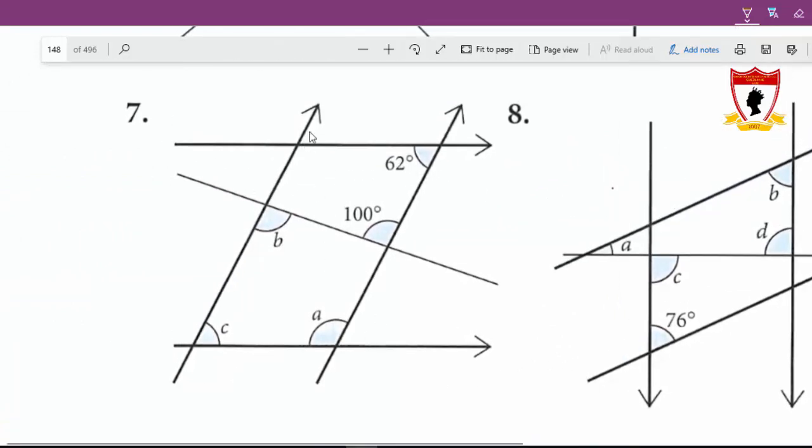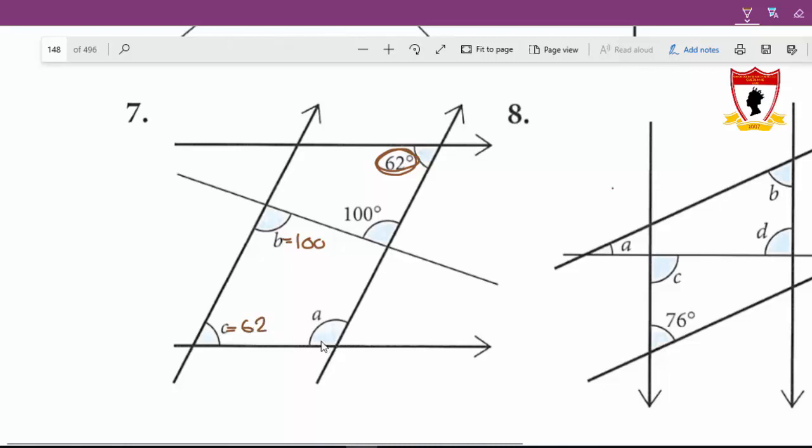Here we have a couple of lines that are parallel. So this transversal is between B and 100. 100 and B are alternate, so B is equal to 100 degrees. Done. Now this angle 62 is alternate to angle C, or we can say here is a parallelogram, and in a parallelogram opposite angles are equal. This is the parallelogram. This angle is 62, C is also 62.